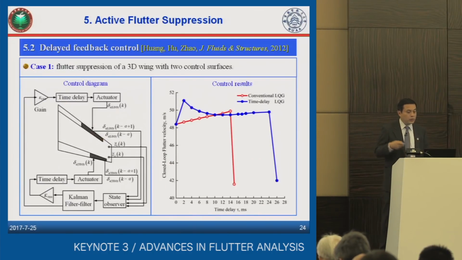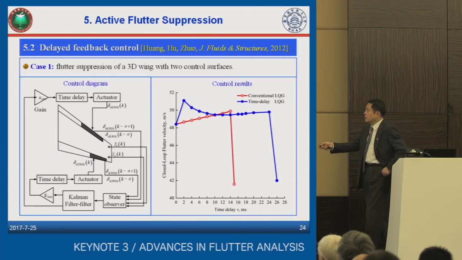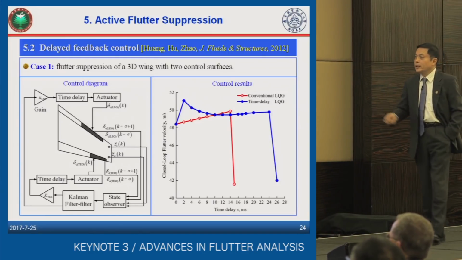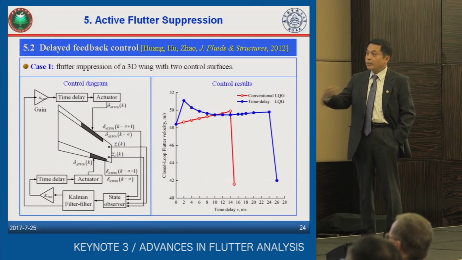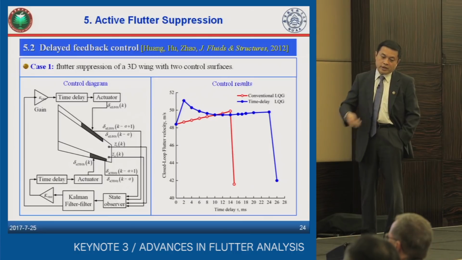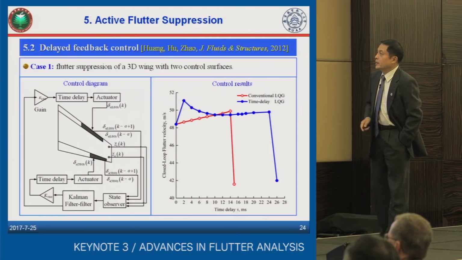And now I show you two case studies. The first one is flutter suppression for a three-dimensional wing with two control surfaces. This is the schematic of the control loop. The time delay mainly comes from the establishment of the output of your actuator, and also comes from a digital filter here.